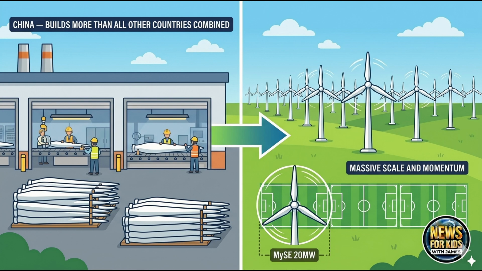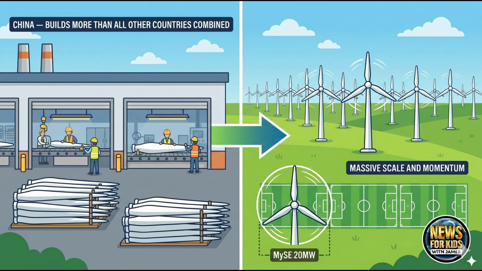How China became the world leader in wind. In both 2023 and 2024, China installed more new wind capacity than every other country on Earth combined. The largest turbine in the world, the MYSE-20MW, was built by a Chinese company. Its rotor measures 310 meters across, 3 full-sized football fields laid end to end. How did China get here?